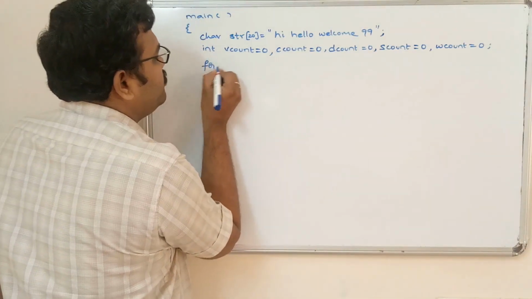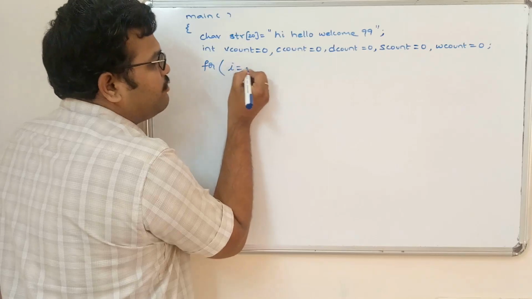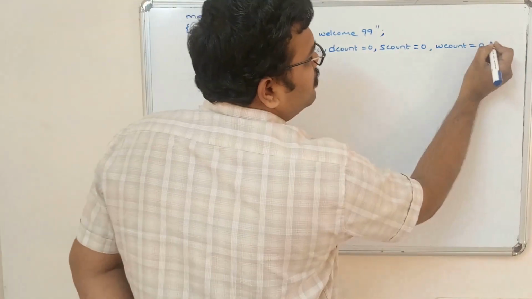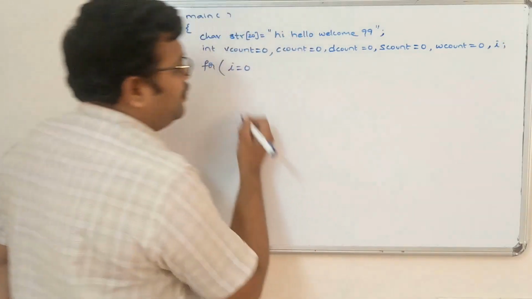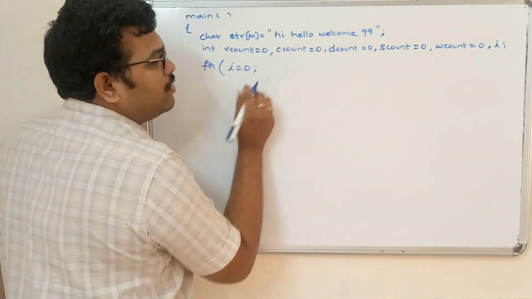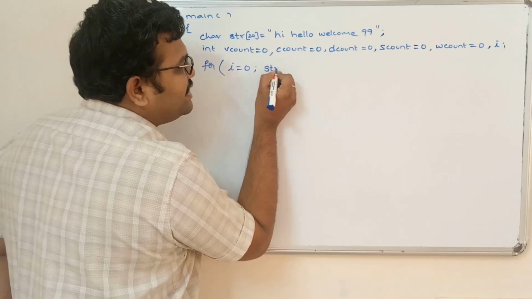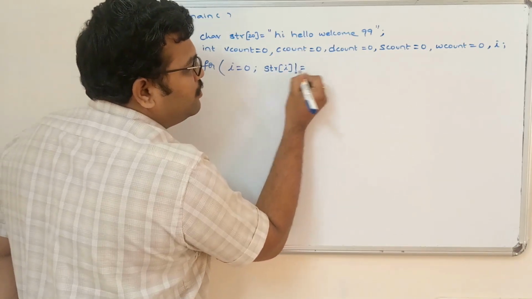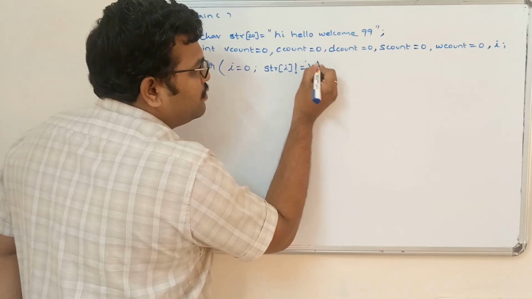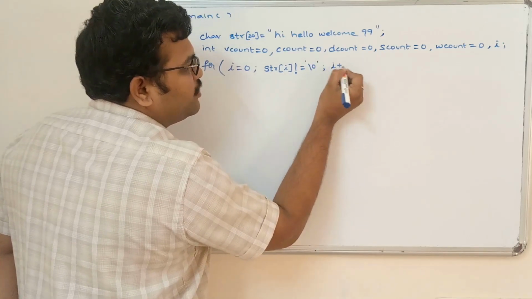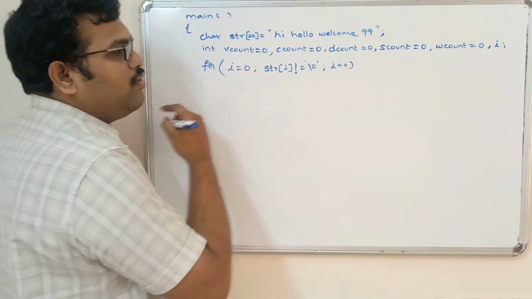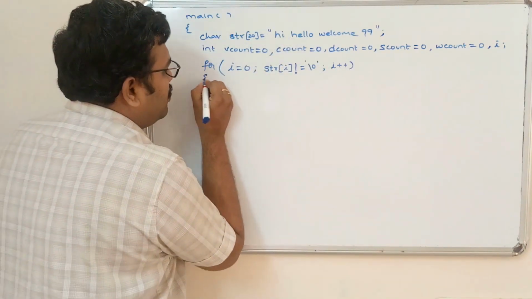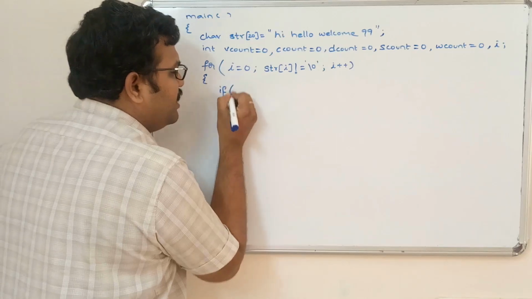Now let us start the comparison. Use the iterative statement for i is equal to 0. Here we have to declare i also, comma i. We have to repeat it until str of i not equal to \0, i plus plus, you have to increment this one. Now compare each and every character with the vowels, so write the if condition.